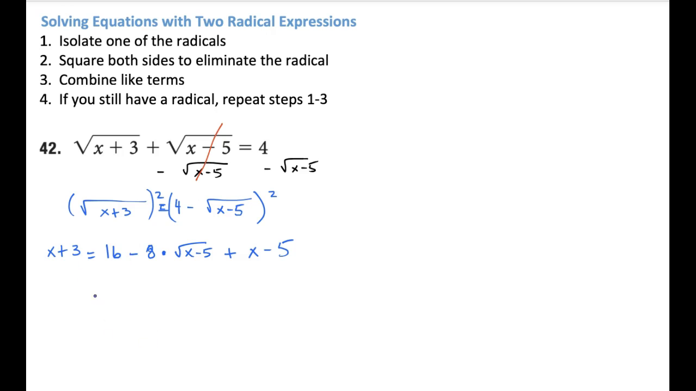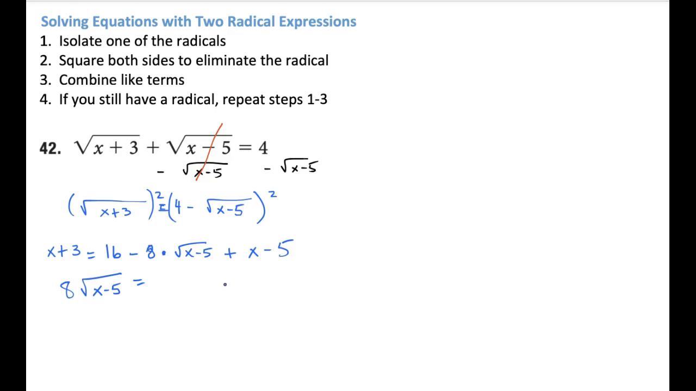All right, let's see. So now we just need to get everything on one side except for the radical. So we still have a radical, the square root of x minus 5. And if you work all of this out, I'm going to end up with 8 square root of x minus 5 on one side, and you want to get it by itself.